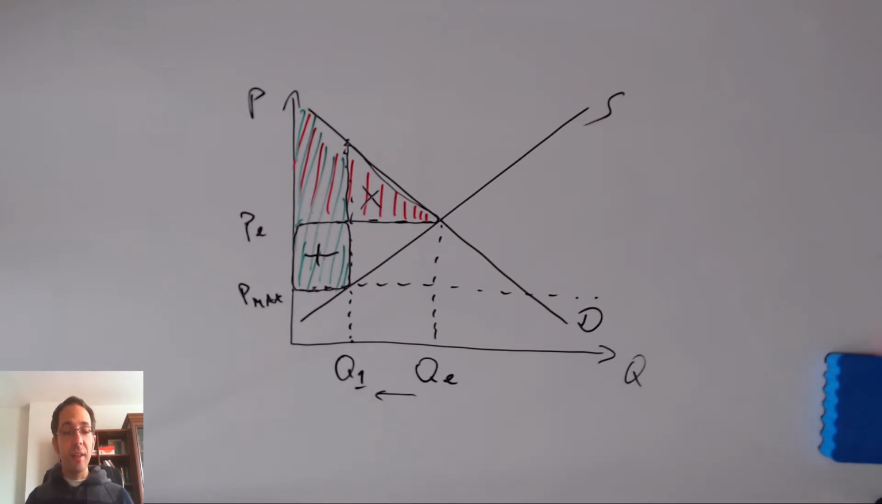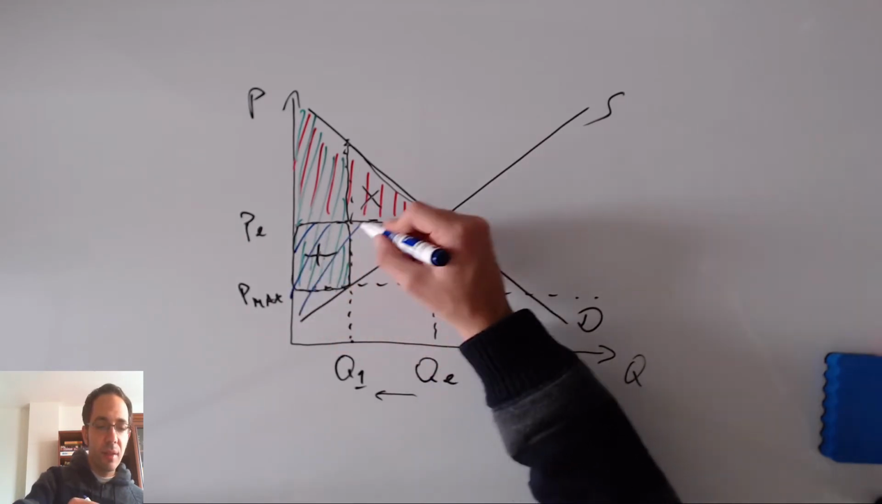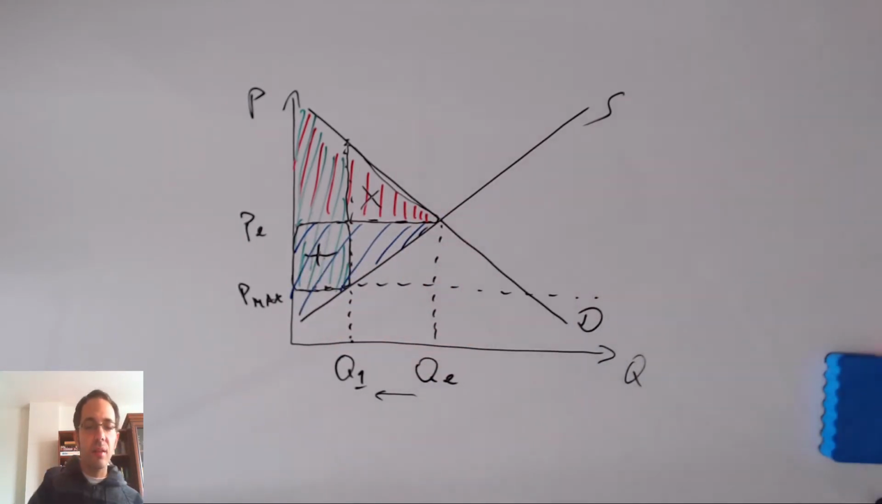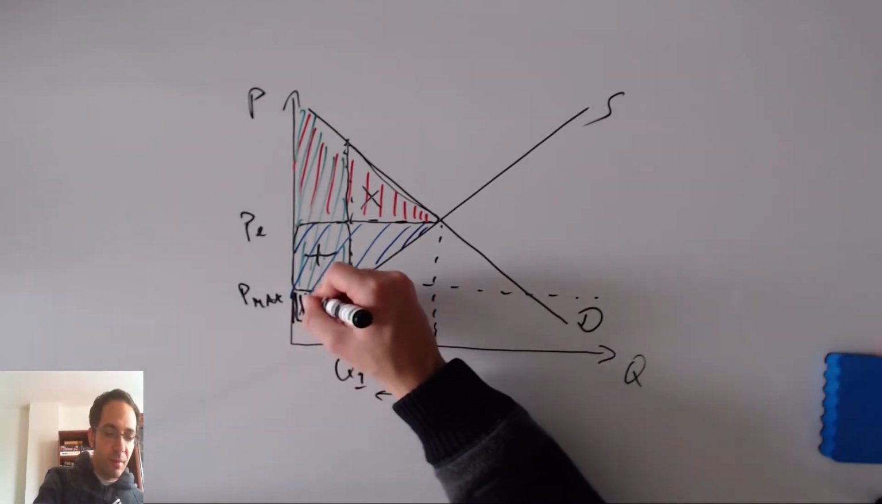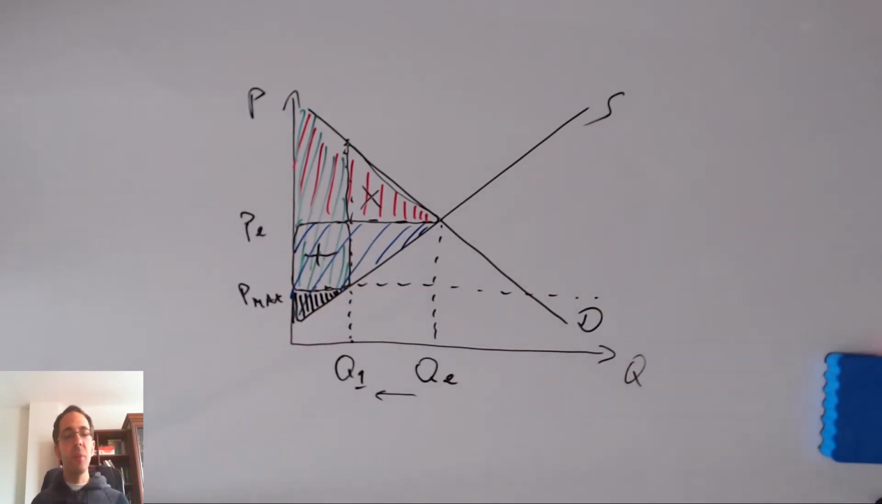Now let's look at the producers. The producers before had this area, the blue area, but because of the decrease in the price, they're now left with this black area at the bottom. So definitely the producers are worse off. So hold on a second. We have created a situation where it seems both parties are actually worse off than they used to be.